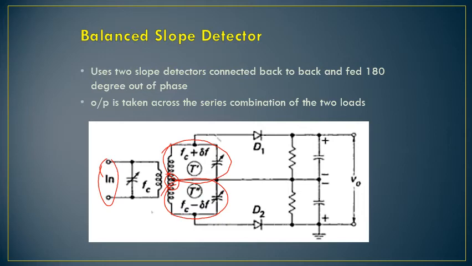Now what do you mean that this tuned circuit is tuned to frequency fc plus delta f? It means that whenever my input frequency is fc plus delta f, it is going to match the tuned frequency of this particular tuned circuit, right? From here also we are getting fc plus delta f, and this tuned circuit is also tuned to fc plus delta f.